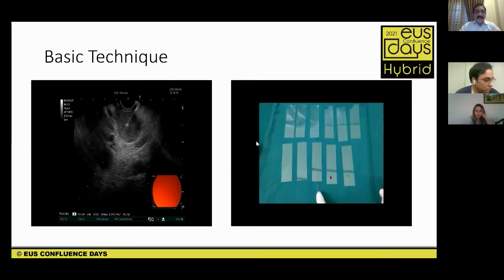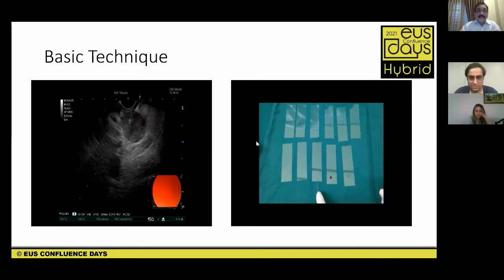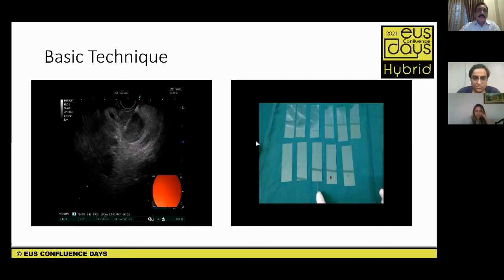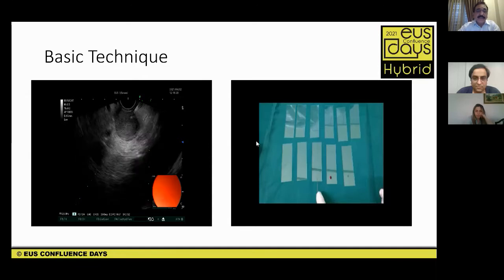The basic technique involves puncturing of a lesion which is identified. Now we have to keep in mind that the lesion should represent the highest stage if we are puncturing a malignancy. And after the stylet removal, we make a to and fro needle movement.